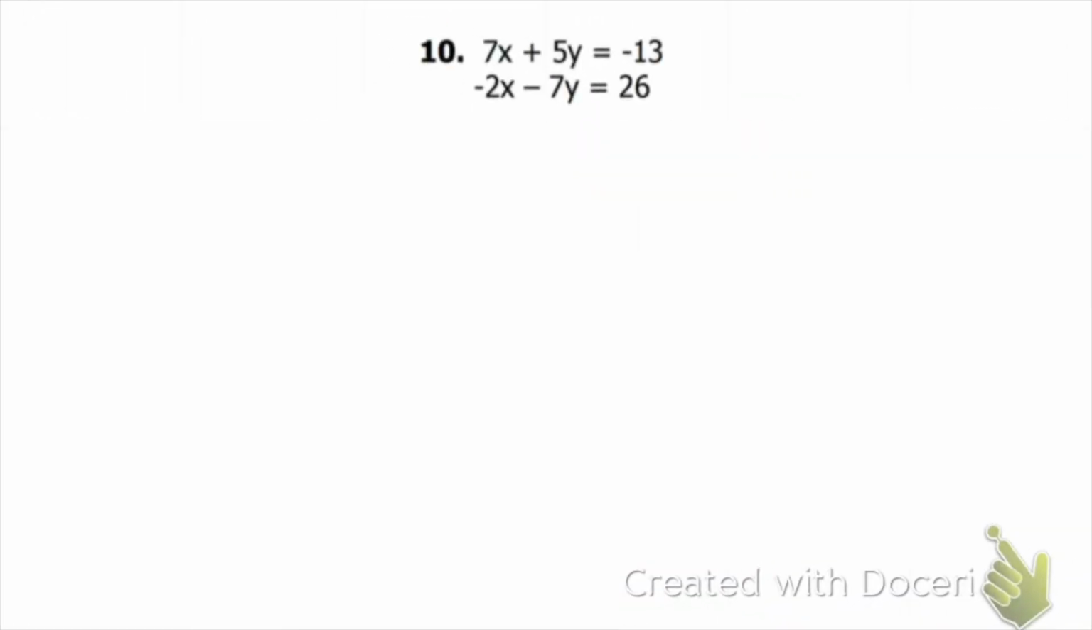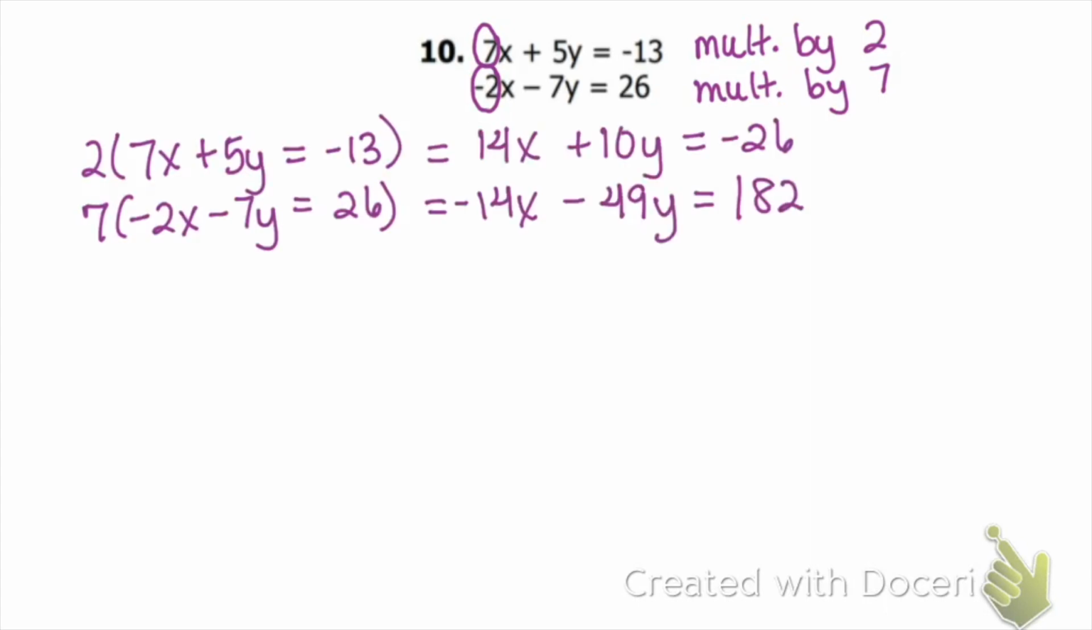For number 10, you're going to try to find the two numbers to multiply those equations by to cancel out your x term. So if we multiplied the first one by a positive 2 and the second one by a positive 7, we would get 14x in the first one and a negative 14x in the second one. And 14x plus a negative 14x would give us that 0x that we're looking for. So let's go ahead and do that. The first equation would turn into 14x plus 10y equals negative 26 when you distribute the 2. Second equation would turn into negative 14x minus 49y equals 182.